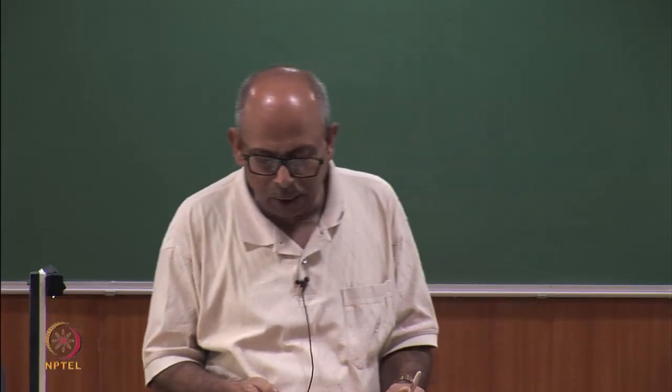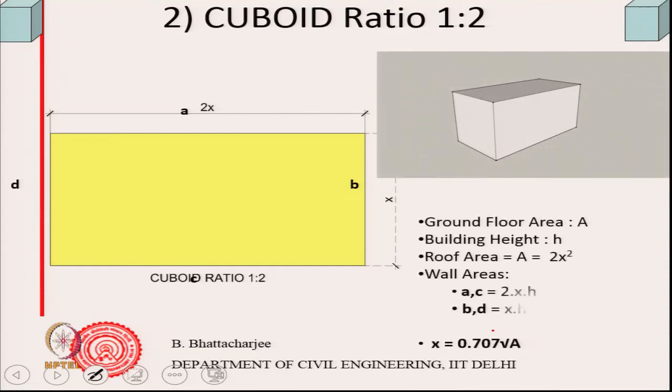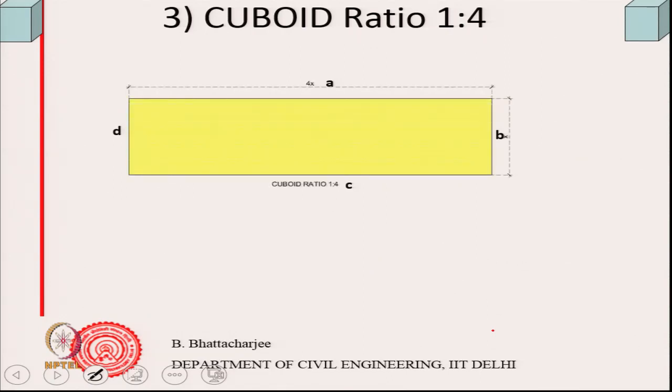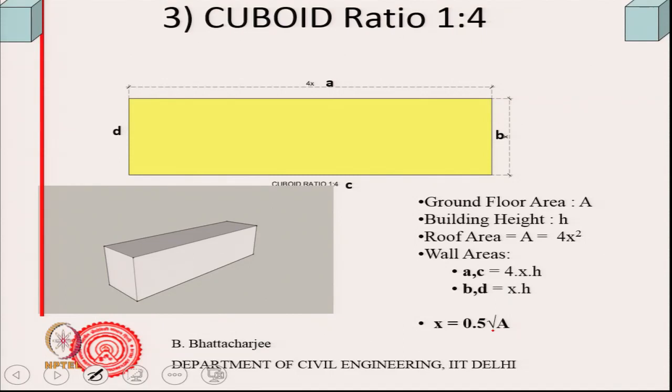So, this is one kind of shape, 1 is to 1 cuboid, I can have 1 is to 2. And then again a similar sort of thing I can do, right? Some relationship I can obtain with respect to x, supposing h is constant, the number of storey height is constant, then x can be a variable which can vary in this manner. So if it is 1 is to 4, this could be 0.5 under root A, that's this dimension, and everything else can be expressed in terms of x. But then you can see they are discrete actually.